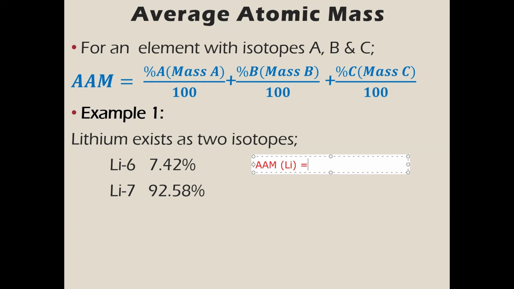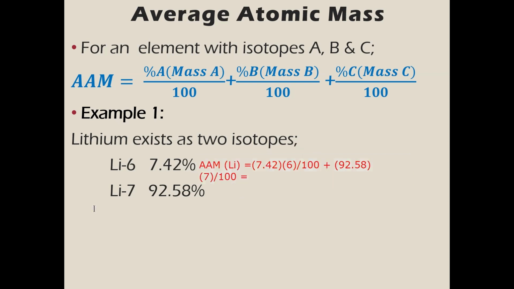We have to follow the above rule. The percentage of isotope 1, which is 7.42, times its mass, which is 6, divided by 100, because it is a percentage. And we will add to it the other isotope's percentage multiplied by its mass, which is 7, divided by 100. And then when we calculate this, we will get the average atomic mass of lithium.